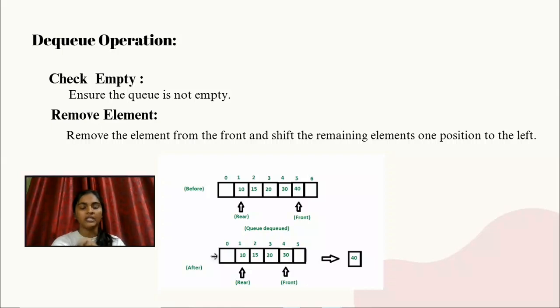The applications are palindrome checkers, which compare characters from both ends, sliding window problems, scheduling and task management, and window operations. Advantages are they are flexible for insertion and deletion, and useful for both FIFO and LIFO operations. The only disadvantage is they are slightly more complex to implement than standard queues or stacks.